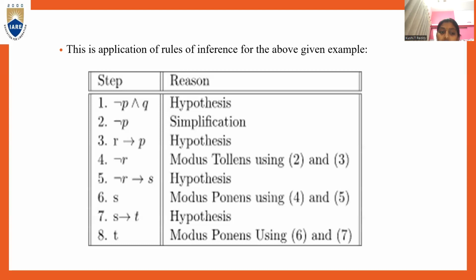Now take another hypothesis, negation R implies S. So use modus ponens, that is P comma P implies Q is Q. So you will apply modus ponens on equations 4 and 5. So negation R comma negation R implies S becomes S. Now again take the last hypothesis, that is S implies T. Now again apply modus ponens on the 6th and 7th equation. So S comma S implies T gives you T.